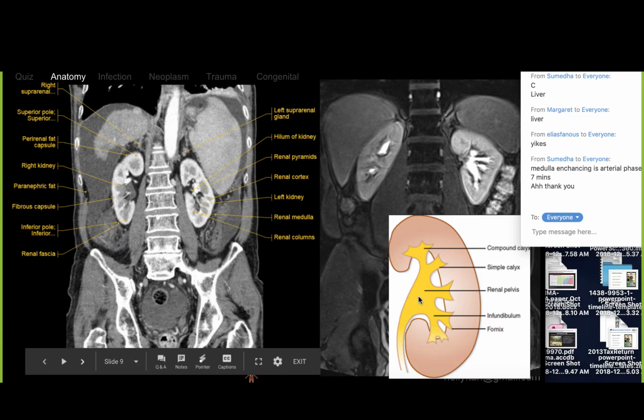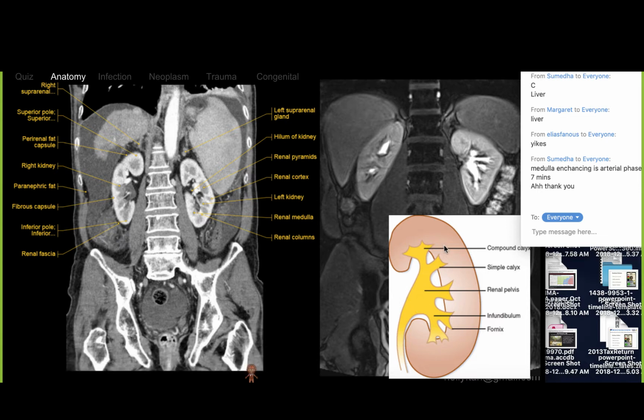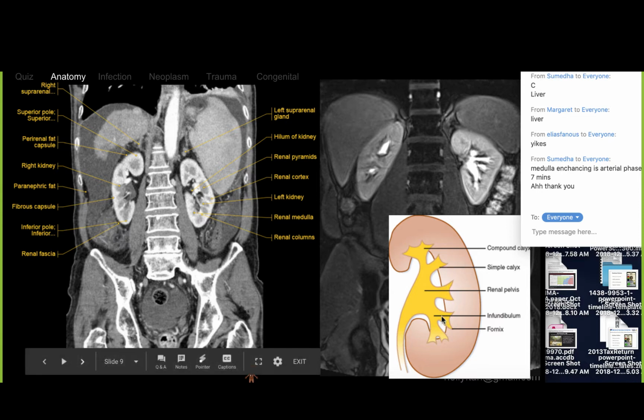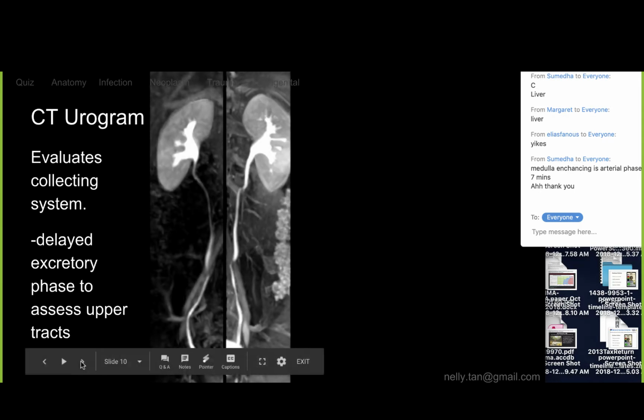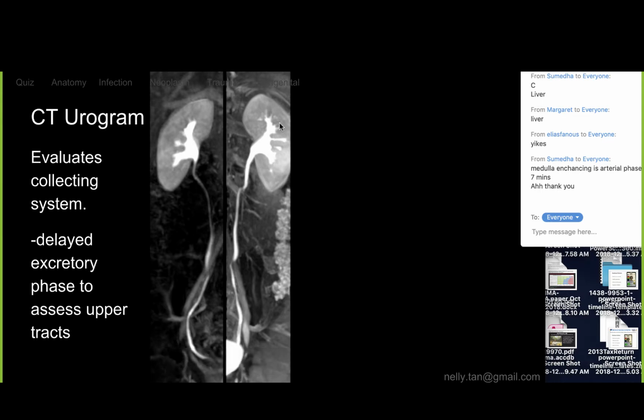Here is the anatomy of the kidney. We said cortex, medulla, and then it goes into the fornices, which are these little pointy tips, which then drain into the calyces, infundibulum, and then into the renal pelvis. So the CT urogram, this is what it looks like. We have a split bolus, right? So part of the contrast is in the collecting system and bladder, and the second bolus is in the parenchyma, so that we can see both at the same time and reduce exposure or having to repeat it twice.